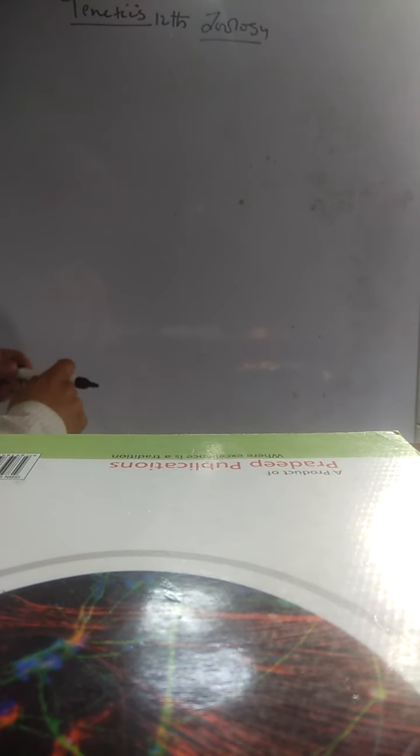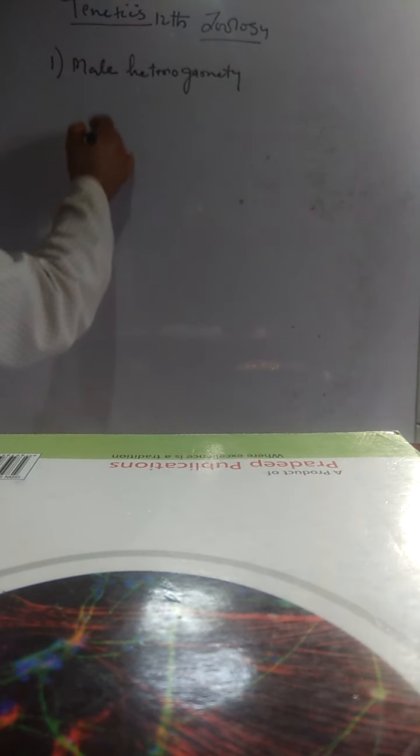Dear students, in the topic genetics and evolution for class 12th in zoology, we were discussing the determination of sex in different animals, including human beings and birds, as well as honeybees.